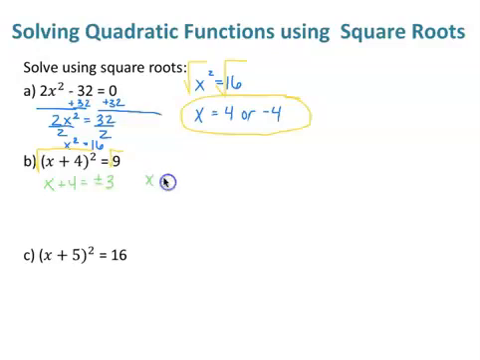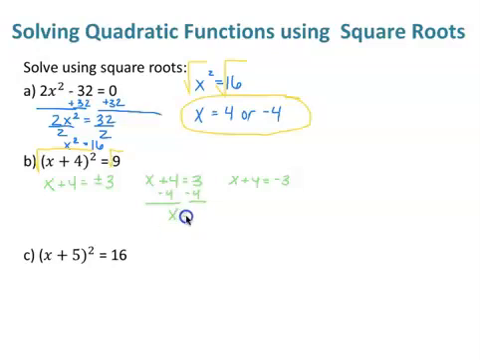I'm going to say, well, either I can have x plus 4 equals positive 3, or I can have x plus 4 equals negative 3. I want to have both my options out there as my positive and negative solution. And then I'm going to solve for both, not either. I'm going to solve for both equations by subtracting 4 from both sides.